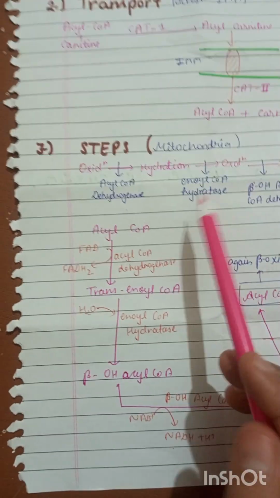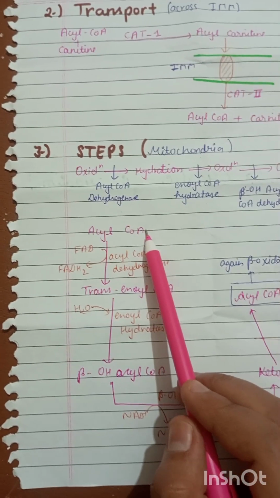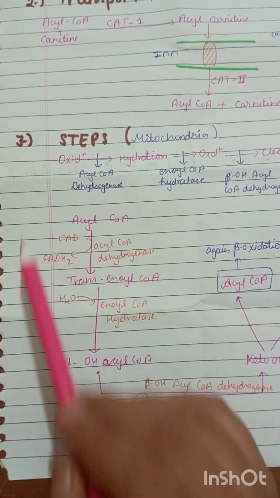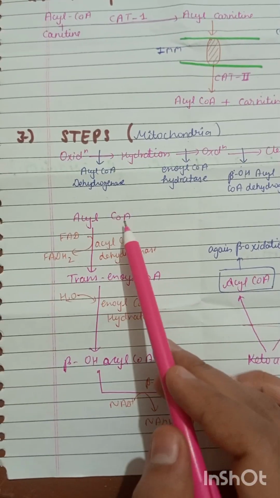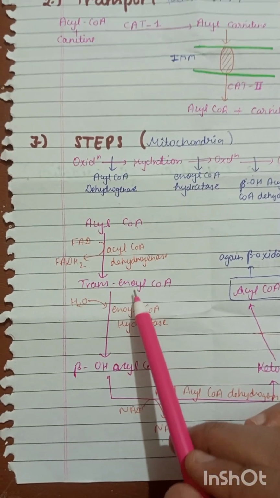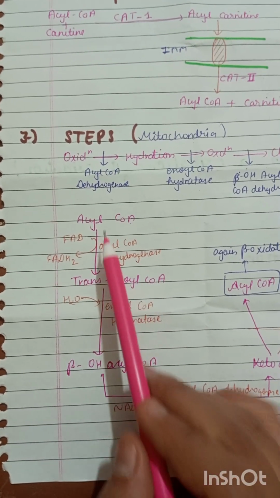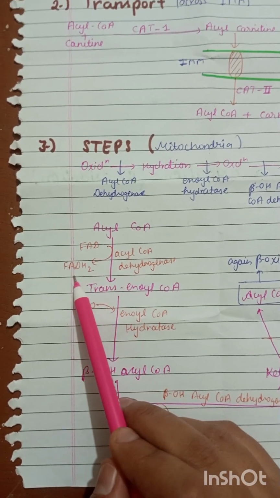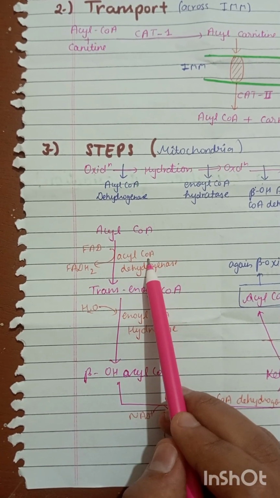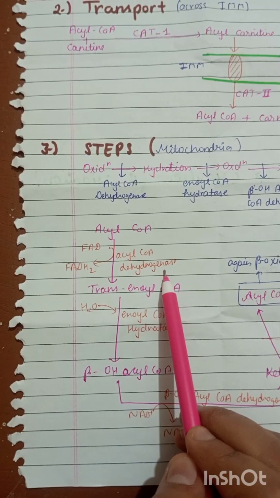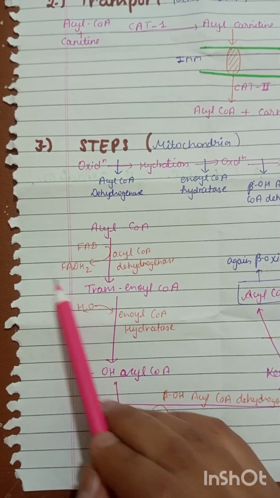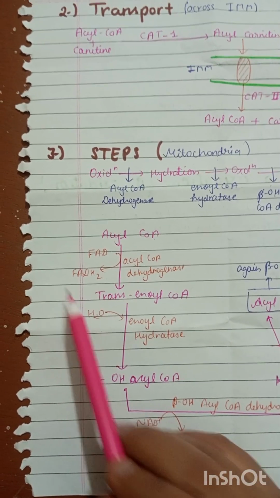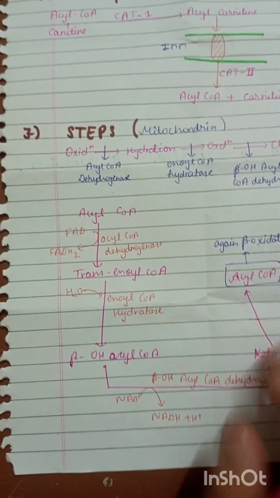Now we are seeing the steps. First, acyl coenzyme A is converted into trans-enoyl coenzyme A. It is oxidized, hence FAD is reduced into FADH2 in the presence of acyl coenzyme A dehydrogenase, and FADH2 will further be converted into 1.5 ATP during the electron transport chain.